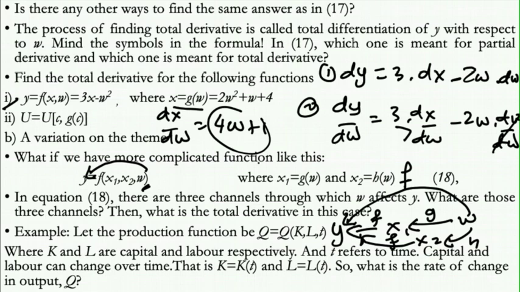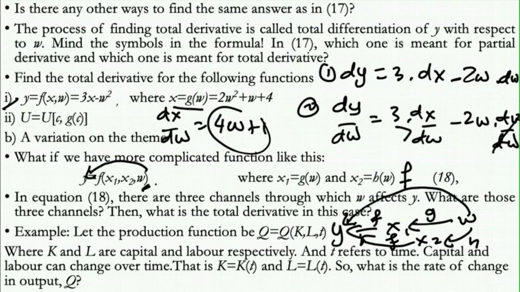So here there are two different directions. One is indirect, another one is direct. Direct is when w directly affects y. Indirect is when w indirectly affects y via x1 and also x2. Then you can start to find the total derivative for this case.